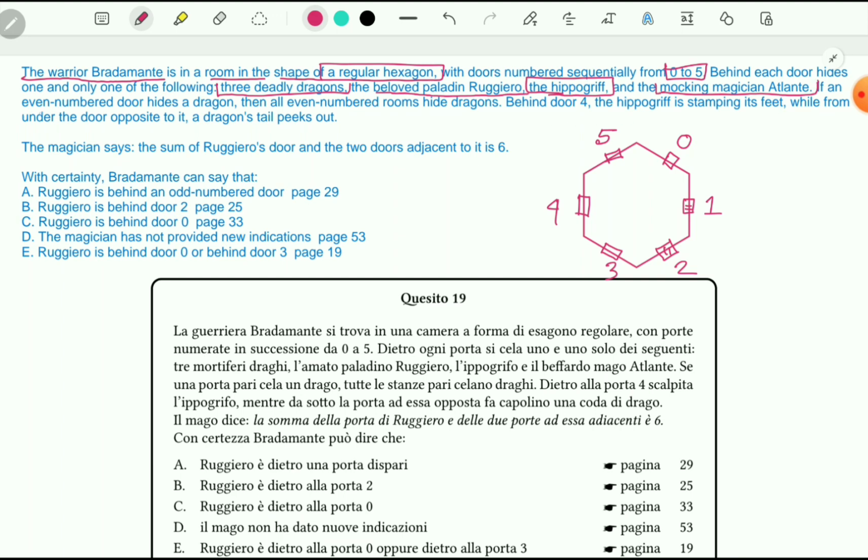If an even numbered door hides a dragon, then all even numbered rooms hide dragons. So it means if an even number, it could be 2, has a dragon beside or under the door, then all even numbers are occupied by 3 dragons. Then the other 3 doors are occupied by paladin Ruggiero and the hippogriff and the magician.